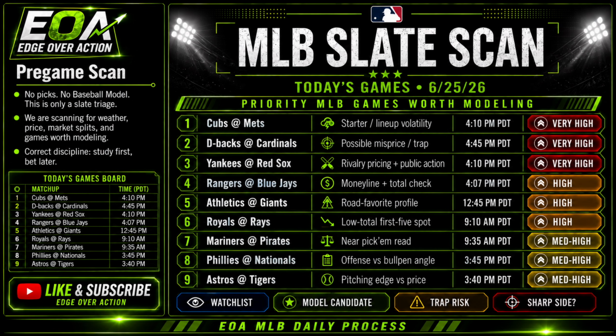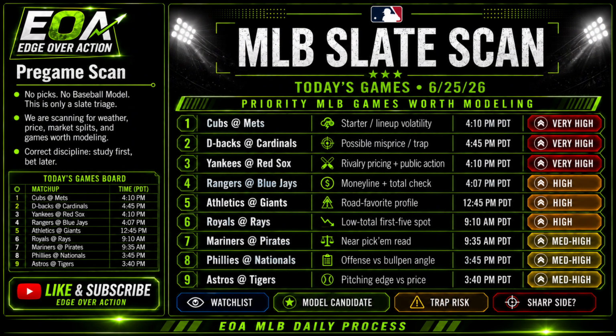Next, we have Yankees at Red Sox, and originally I was going to just pass on this one, but pre-scan and everything else that I have is saying take a look at this game. It's a big brand favorite. There's a lot of rivalry tags and a low total at Fenway. Yankees have the stronger starter profile with their pitcher, but the Yankees' price may already be inflated by brand and public interest.